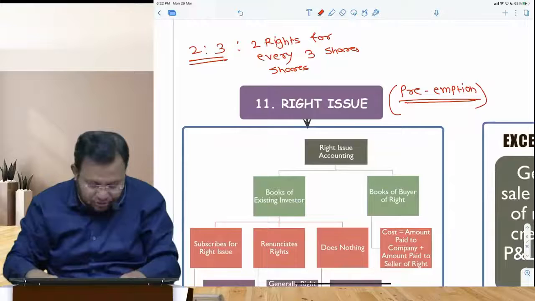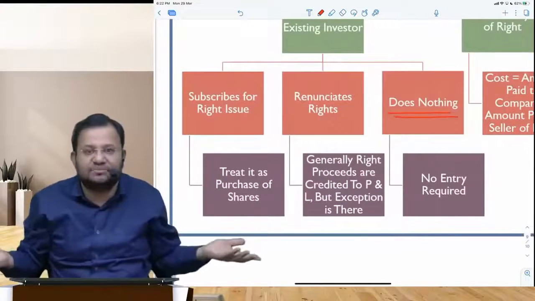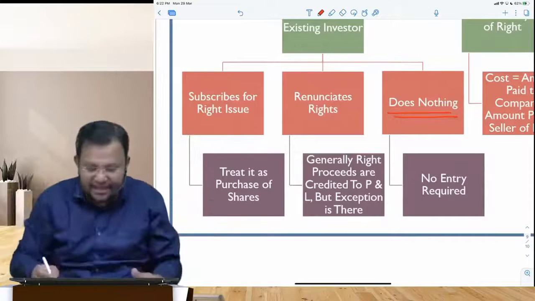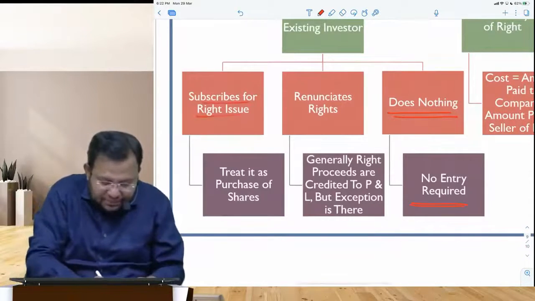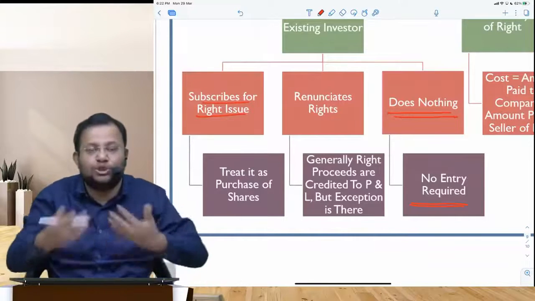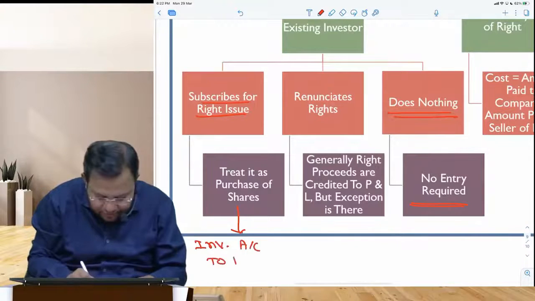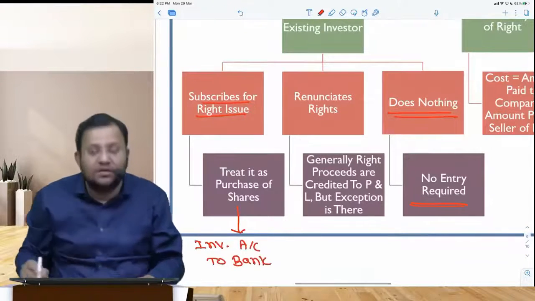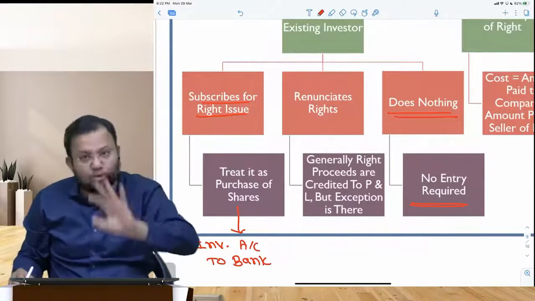It is all up to you. So in the books of the investor, if he does nothing, he neither subscribes nor renounces the right, no journal entry is required. But if you subscribe to the right issue, it is as good as a new purchase of shares. The entry will be investment account debit to bank account.